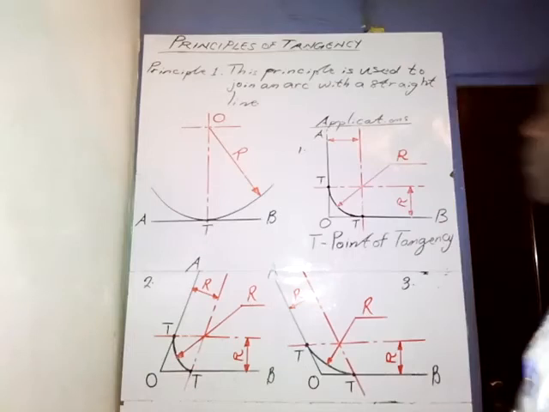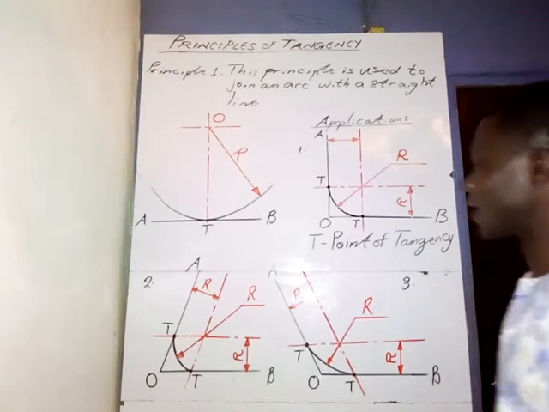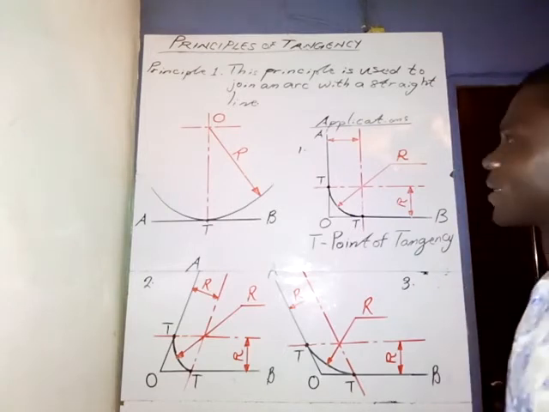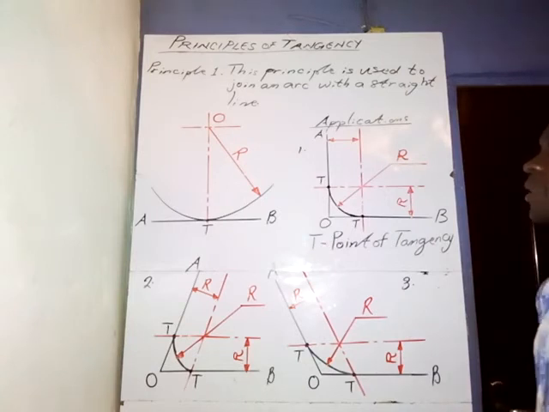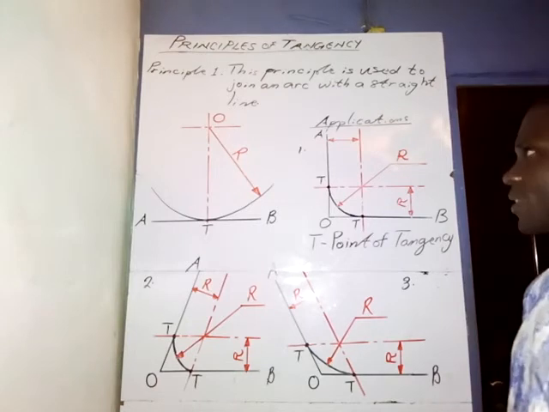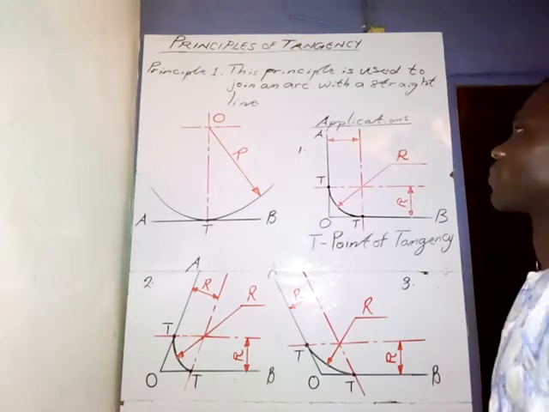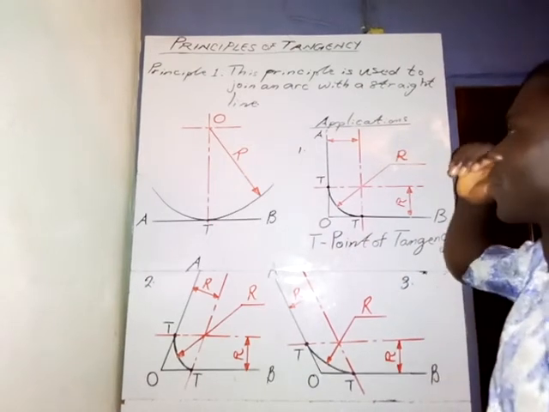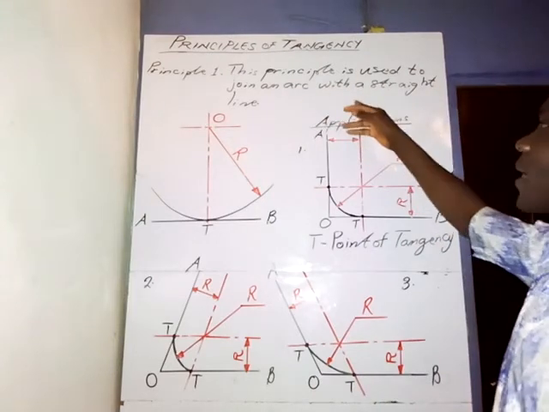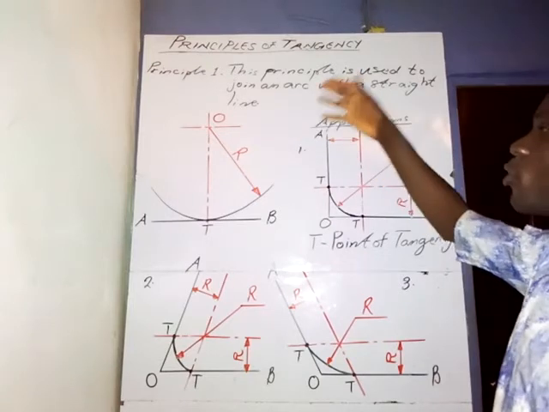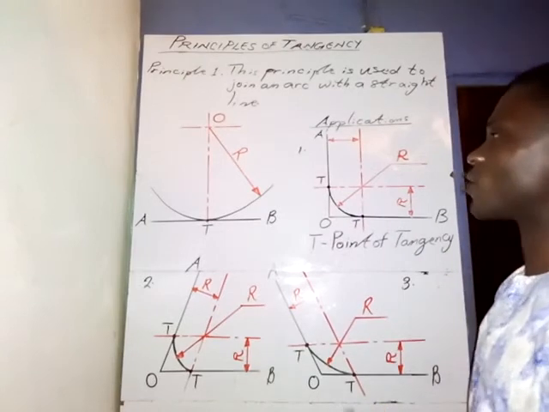All right. Here we are looking at the principles of tangency. When we talk about the principle of tangency in technical drawing or engineering drawing, there are three principles of tangency, and now we want to look at principle one. This principle is used to join an arc with a straight line. So we use the principle of tangency 1 to join an arc with a straight line.